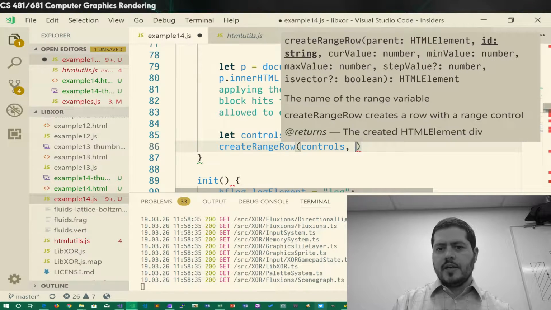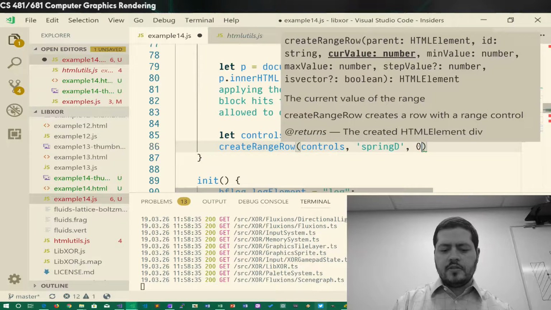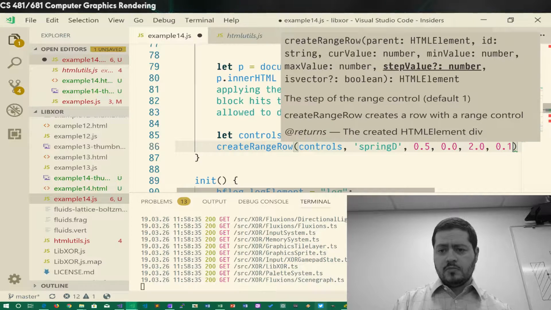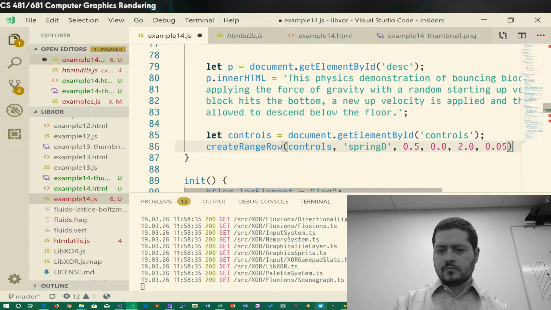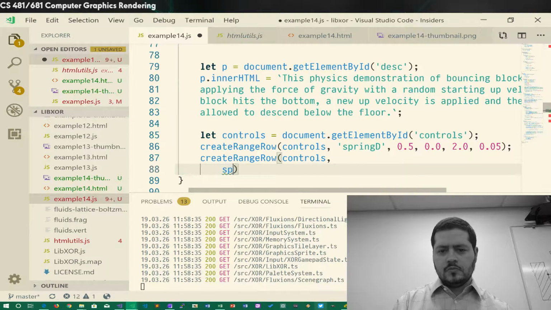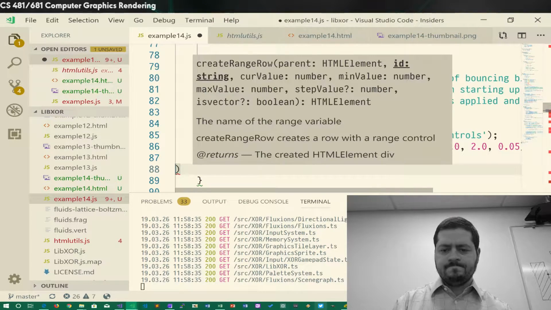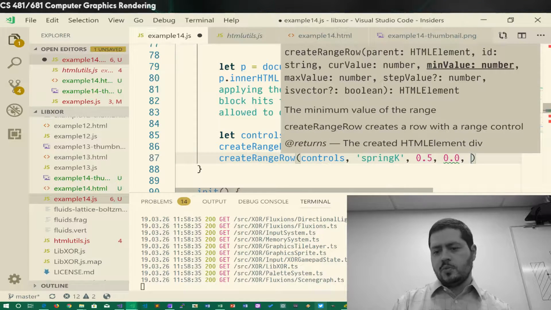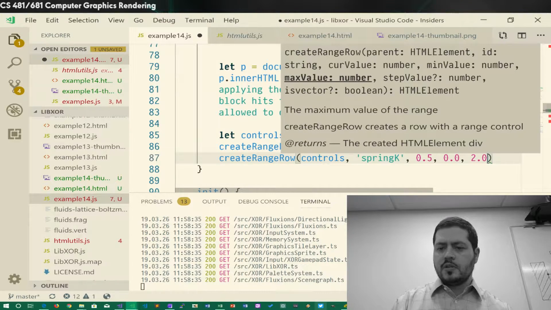So controls, our ID is Spring D. Let's start out at 0.5. Let it go from 0 to 2, and steps at 0.1 or 0.5. Alright, this will be our spring constant. And this will be 0.5, and we'll go from 0.0 to 2.0.